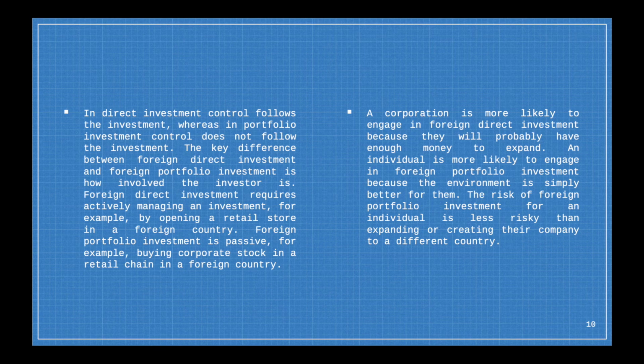A corporation is likely to engage in foreign direct investment because they will probably have enough money to expand. An individual is likely to engage in foreign portfolio investment because the environment is simply better for them. Foreign portfolio investment is less risky for an individual than expanding or creating their companies in a different country.